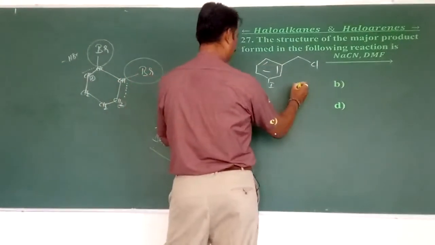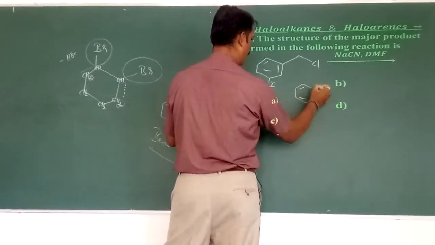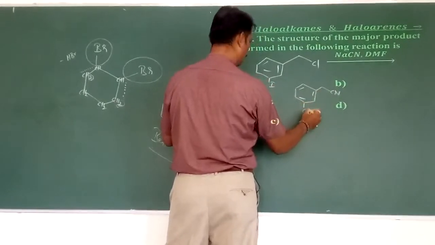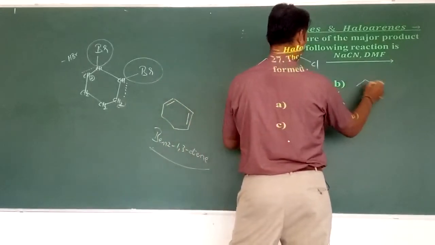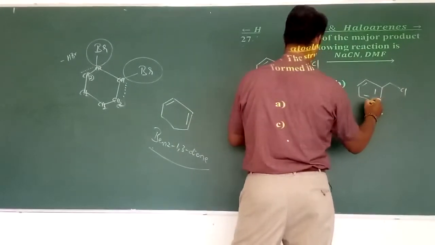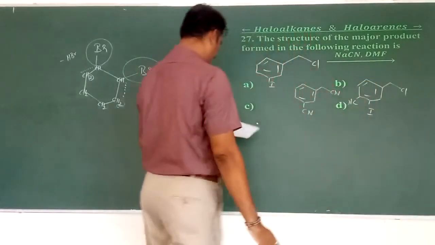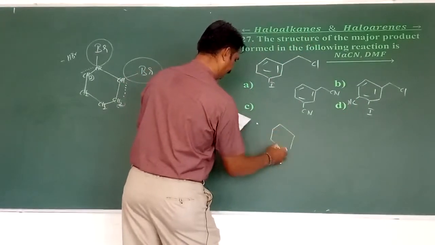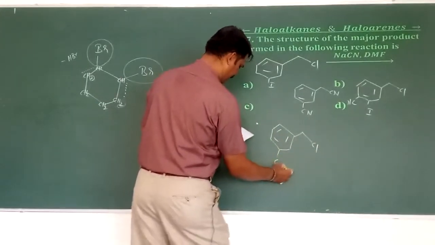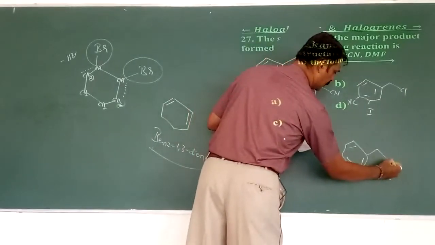The options are: A is Cl with CN, B is I with CN, C is Cl, here it is CN. And lastly, D is CN with I.